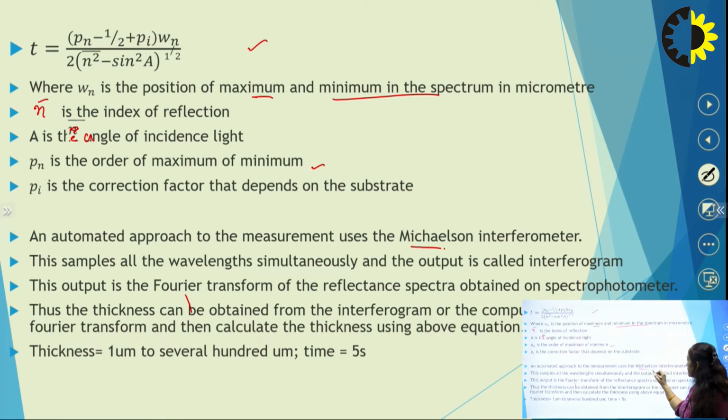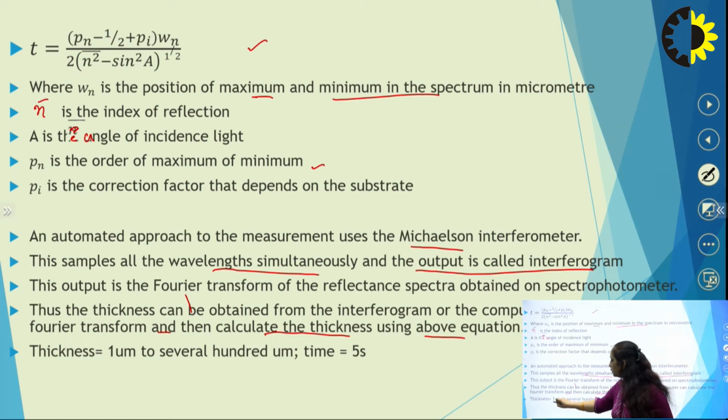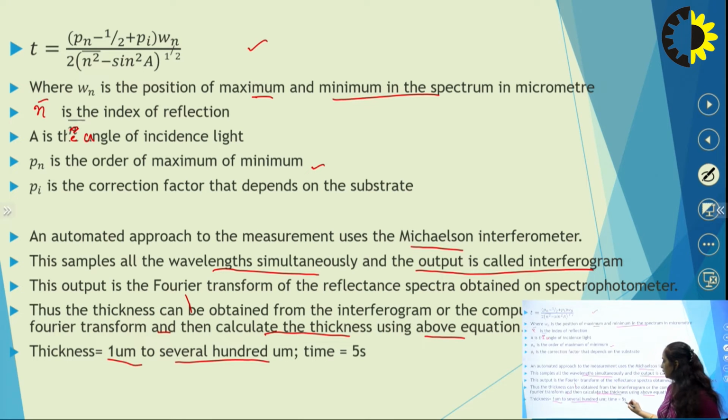So an automated approach is used to measure these patterns. It is known as the Michelson Interferometer, and this samples all the wavelengths simultaneously, and the output is called the interferogram. This output is the Fourier transform of the reflectance spectra, which is obtained on the spectrophotometer. So the thickness can be obtained from the interferogram or with the help of a computer. Your computer will convert it into Fourier transform and then calculate the thickness using the above equation.